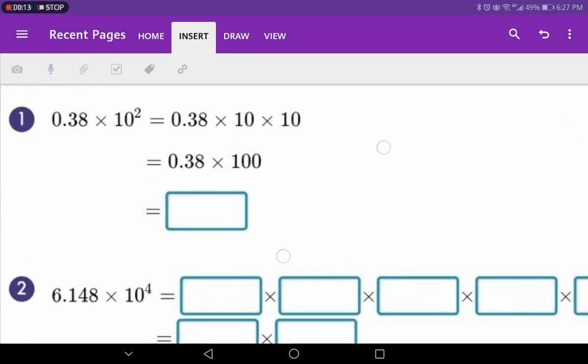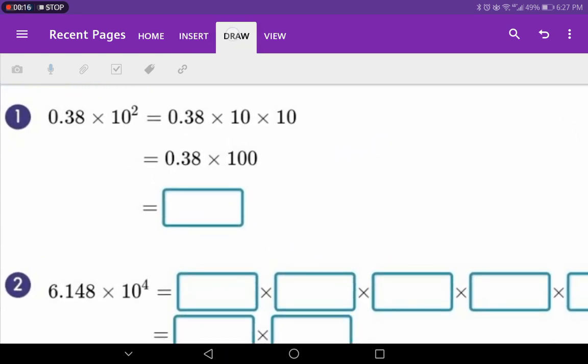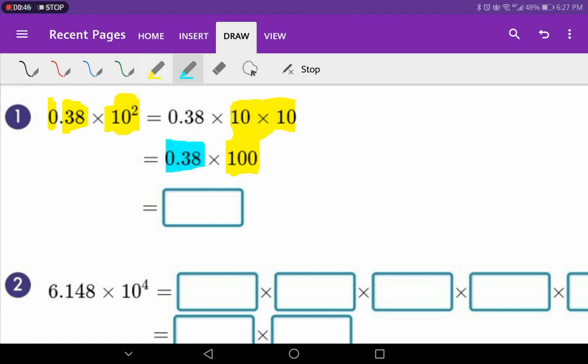We will start from here, my dear students. We have this question: 0.38 multiplied by 10 squared, or we can read it as 10 with power 2. Now 10 with power 2 is 10 multiplied by 10, which equals 100. Now how can we multiply 0.38 by 100?